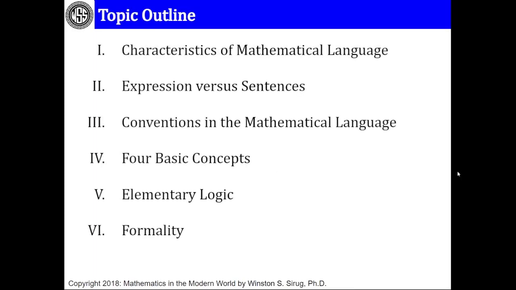Topic outline. Angelo? Topic outline. Characteristics of mathematical language. Number 2, expression versus sentences. Number 3, conventions in the mathematical language. 4, forbidden concepts. 5, elementary logic. 6, formality. Okay. Thank you. So, these are what we would be discussing for today, the whole of 3 hours.